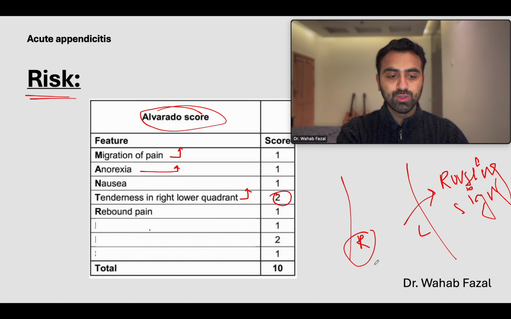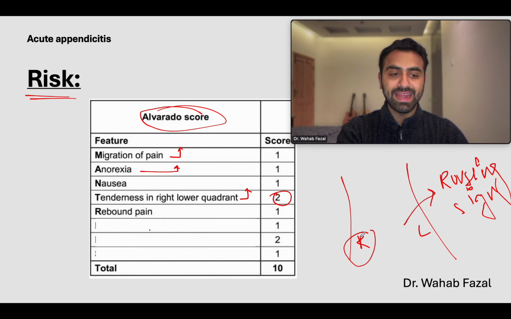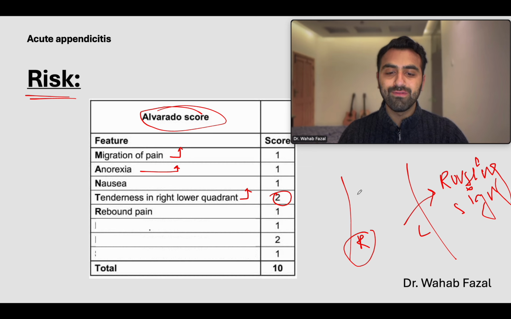Rovsing sign. Whenever you push the left side and you leave it and it causes rebound tenderness in the right side, this is called the Rovsing sign. This is one of the signs that helps in the diagnosis of appendicitis. Let's go back to our Alvarado score.